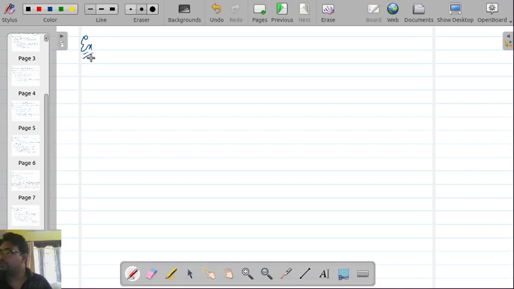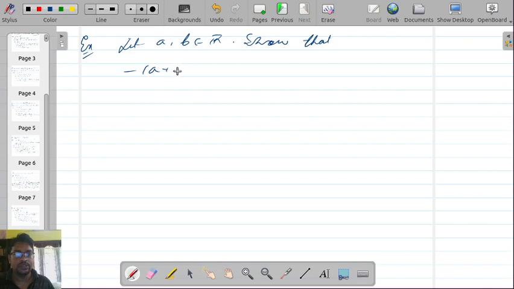And some other properties are also there. Let a comma b belongs to R. Show that minus of a plus b is same as minus a plus minus b. Okay, so this also we can show it using uniqueness of additive inverse. Okay, so means what I have to show? I have to show that additive inverse of a plus b is this.